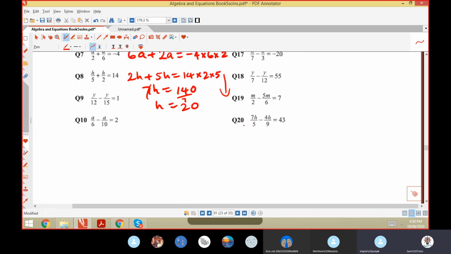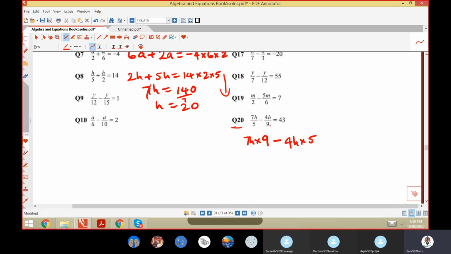Question 20. Who should we give that to? Samadi, question 20, please. You can do it slowly. You don't times 5 times 4h, you got to do this one first. Okay, so 7h times 9. 7h times 9. Yep. Minus 4h times 5. 4h times 5. So you do the left one first if it's minus.